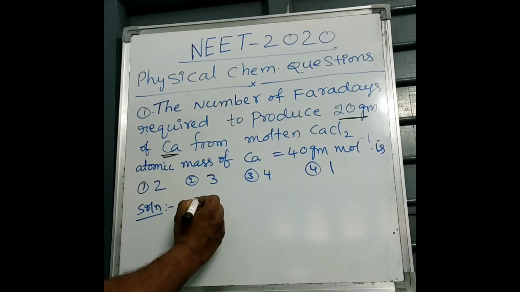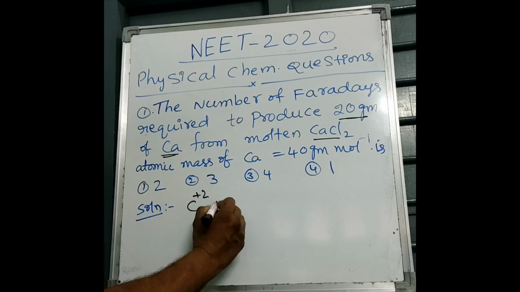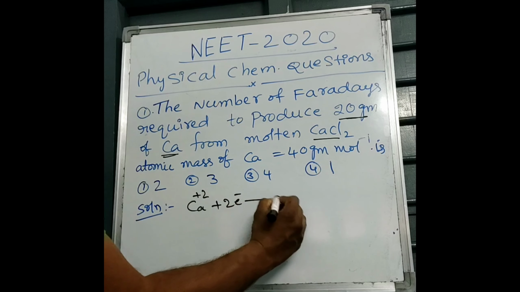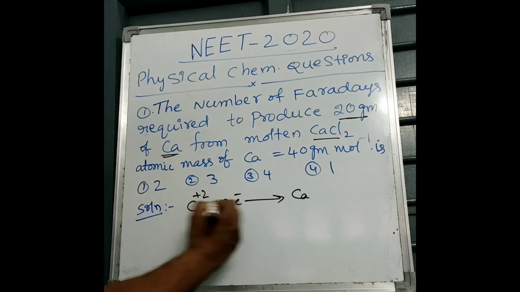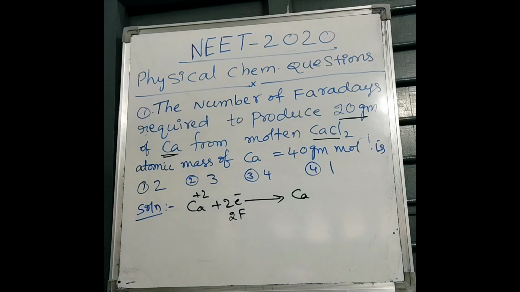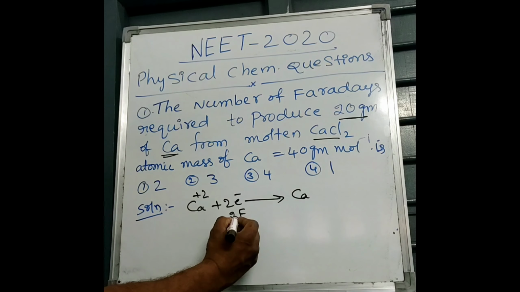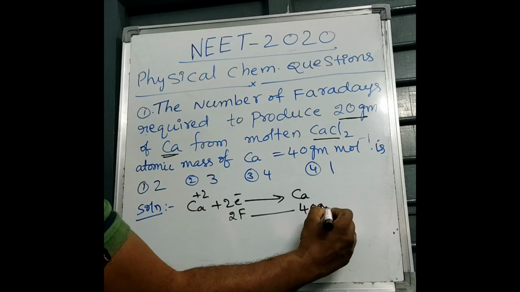So you know, in calcium chloride, the oxidation state of calcium is +2. So it gains 2 electrons to form calcium. Here 2 electrons are required, means 2 Faraday. 2 moles of electrons is equal to 2 Faraday. So 2 Faraday of current is required for the deposition of 40 grams of calcium.